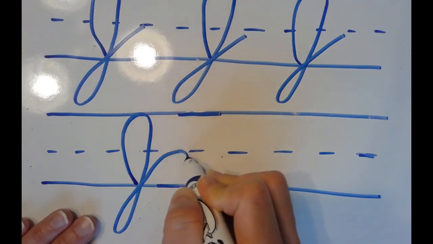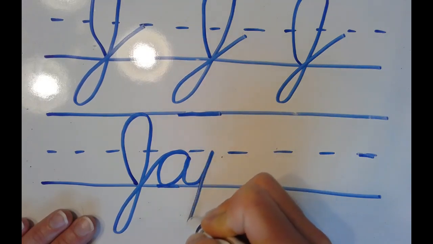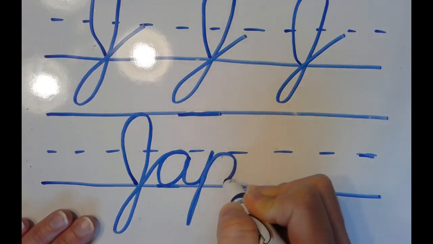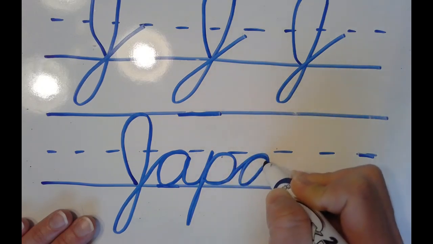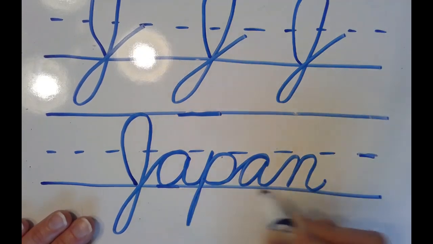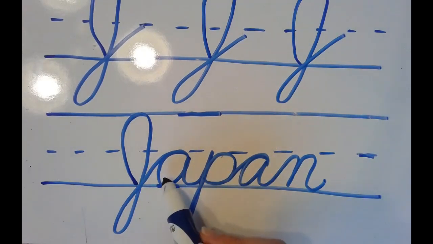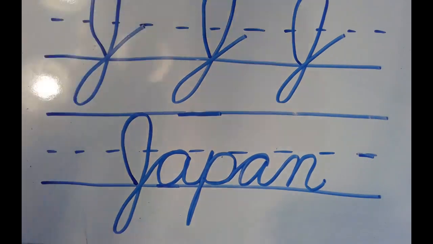J, A, P, A, N. Japan. Capital J, A, P, A, N. Japan. Okay.